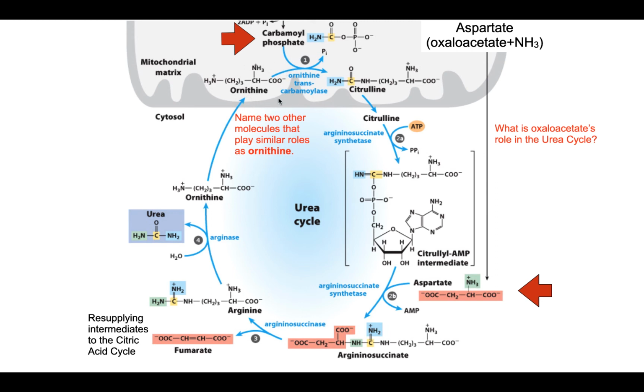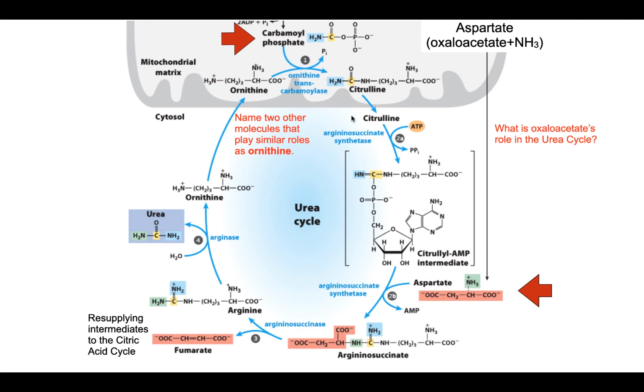Okay? And then understand the way this cycle works. Ornithine picks up a carbamoyl phosphate to become citrulline. Citrulline picks up aspartate to become arginosuccinate. Fumarate drops off arginosuccinate, giving us arginine. And then urea drops off arginine to recycle our ornithine. And so stoichiometrically, the only thing that is happening is we are losing 2 amino groups and a carbon.